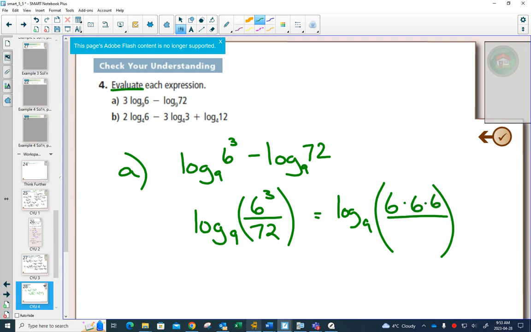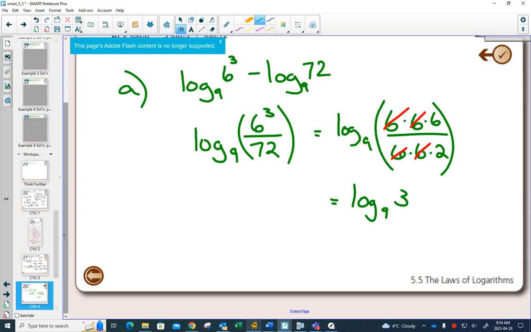So 6 cubed is 6 times 6 times 6. 72, can you see that 72 is 36 times 2, and 36 is 6 times 6. So 36 times 2, the bottom, you can change to 6 times 6 times 2, and then, very nicely, some of the 6's simplify, and I find this would be a lot easier to simplify than it would be to do 216 divided by 72. So we end up with 3.